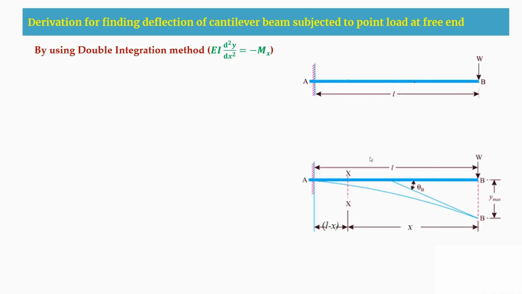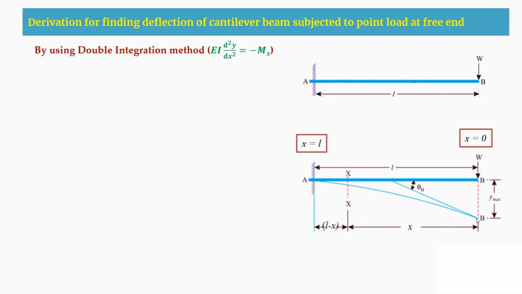For this same beam I have drawn here, I cut a section at this portion, which is from the B support. At B I'm taking the origin, that is x equals 0, and at A, x equals L. So the limits here are 0 to L. When we cut a section at this portion, there is an x distance from the B support and the remaining distance will be L minus x.